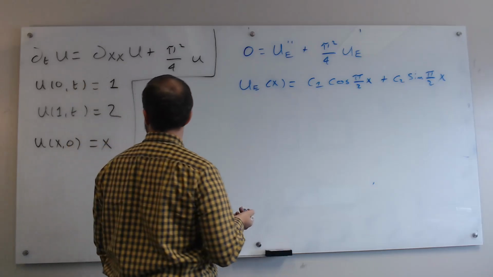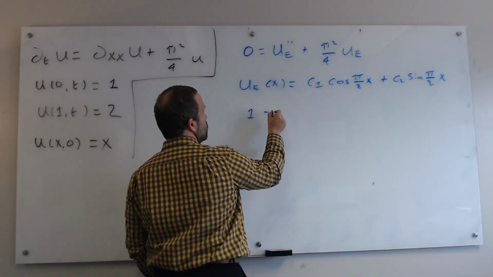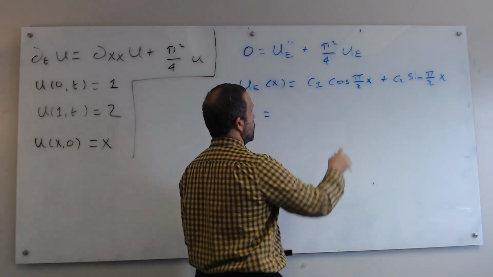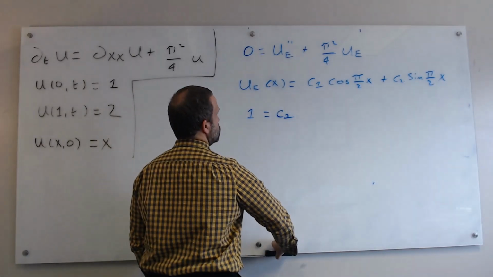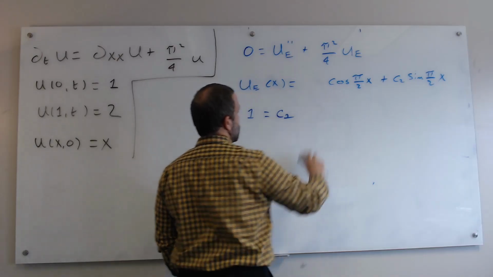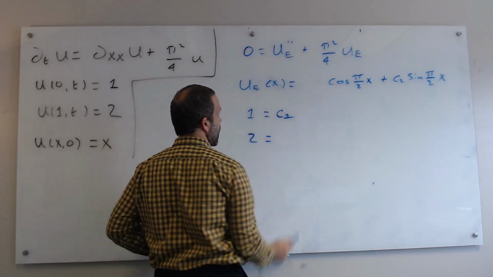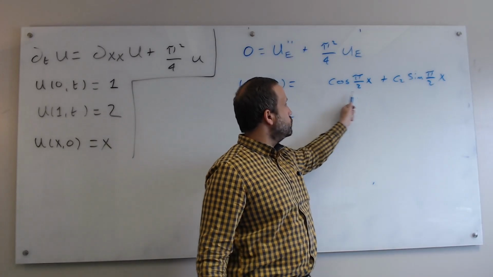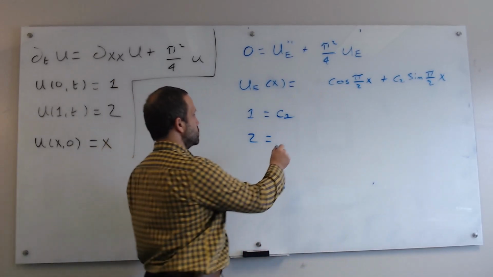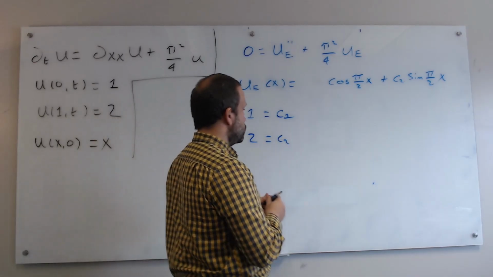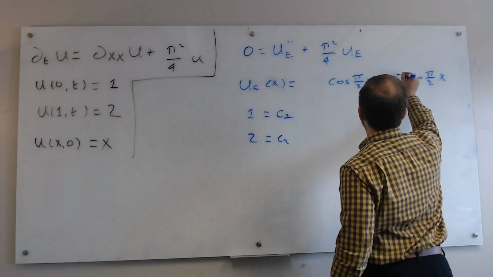Okay, now the boundary conditions: if you plug in x is equal to 0, you get 1. Now if you plug in x equals 0 over here, that term's just equal to 1, and the sine term is equal to 0, so c1 is just equal to 1. And if you look at this and plug in x is equal to 1, this term is equal to 0, and that term is just equal to c2. So in other words, c2 is equal to 2.